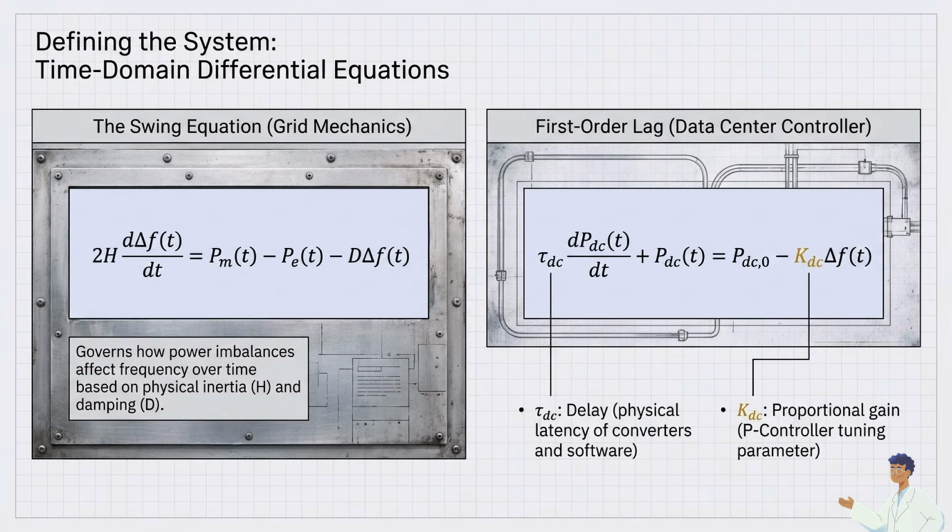We model it as a first-order lag system. The key parameters here are tau_DC, which represents the physical delay of the inverters and software, and K_DC, which is the proportional gain of our controller. But analyzing coupled differential equations in the time domain is messy and difficult for controller tuning.